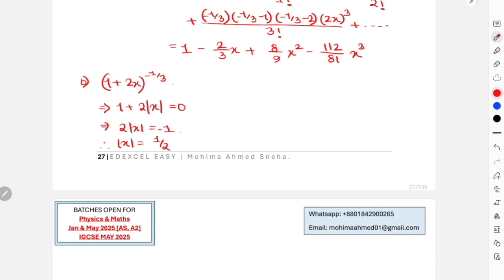So if the modulus of x is half, modulus always indicates that your value could be negative, could be positive. So this is the range that you're actually getting, positive half. So the value over here should be modulus of x less than half. This is the final range. This is how you calculate the range. No need to show the working, they will not give you any marks for working, but this is how you find out the range in general.